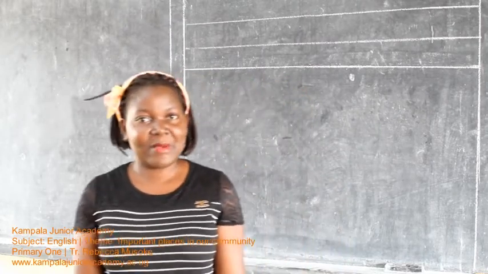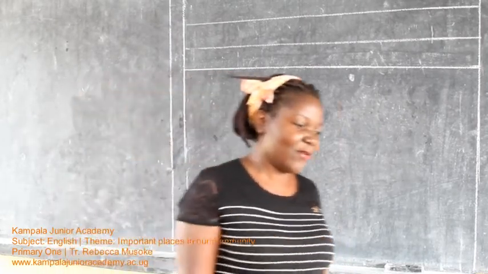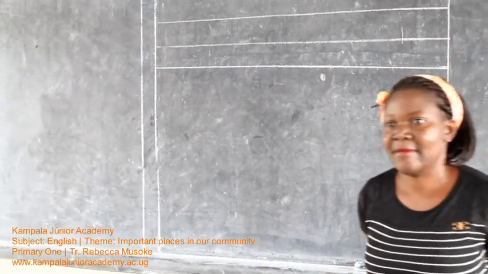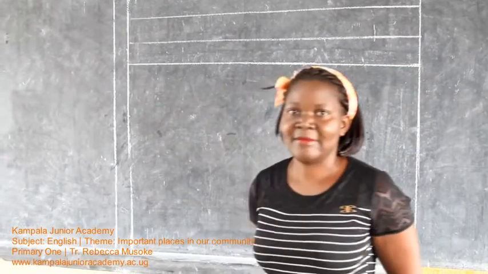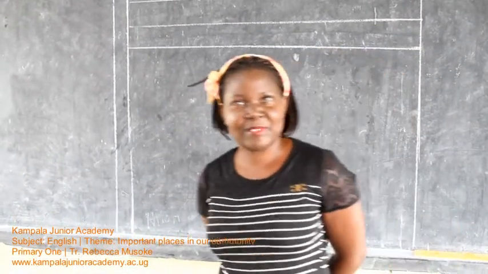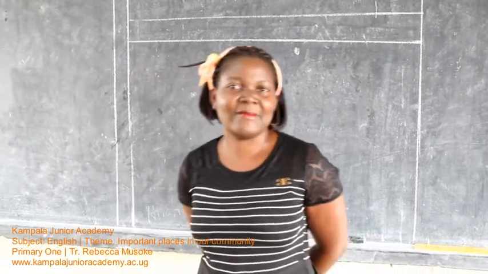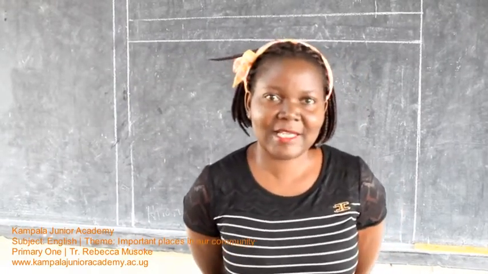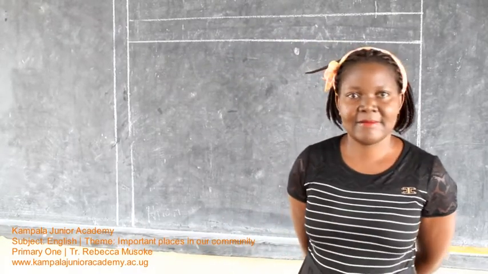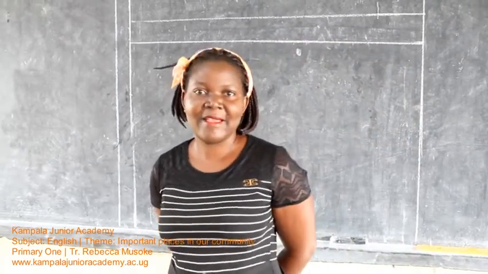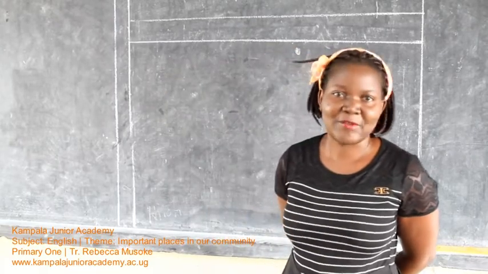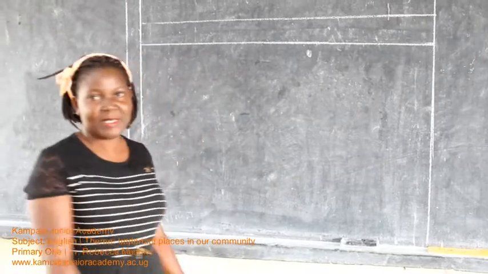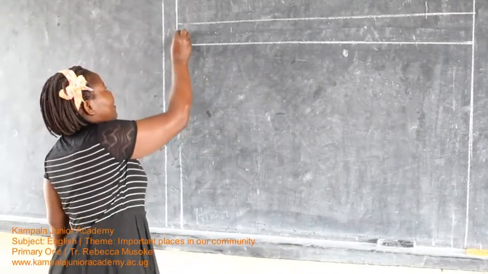Yes, remember before we broke up to go home, we had looked at people in our community. Do you remember them? Can you try to think of some of those people we have in our community? Okay. I've also thought of some people like teachers, tailors, butcher, shopkeeper, and so many others. But today, we want to continue with the important places in our community.